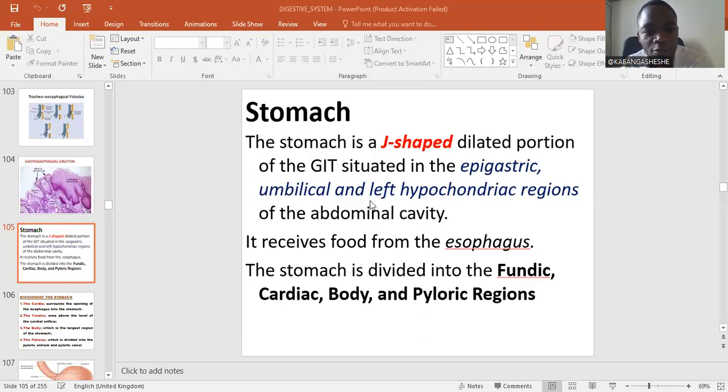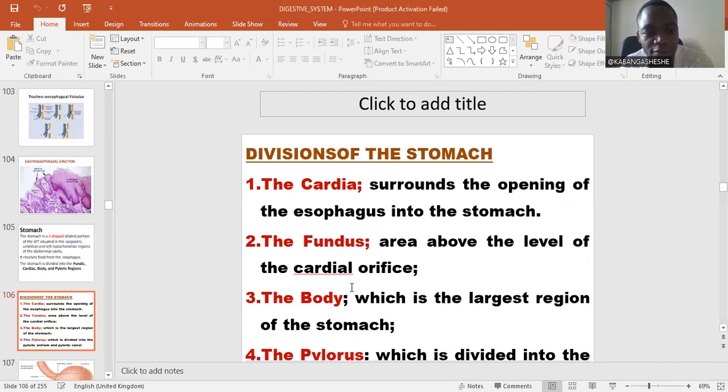Right, so today we'll look at the stomach. This session will focus on the stomach. As you can see already, we're saying the stomach is J-shaped.